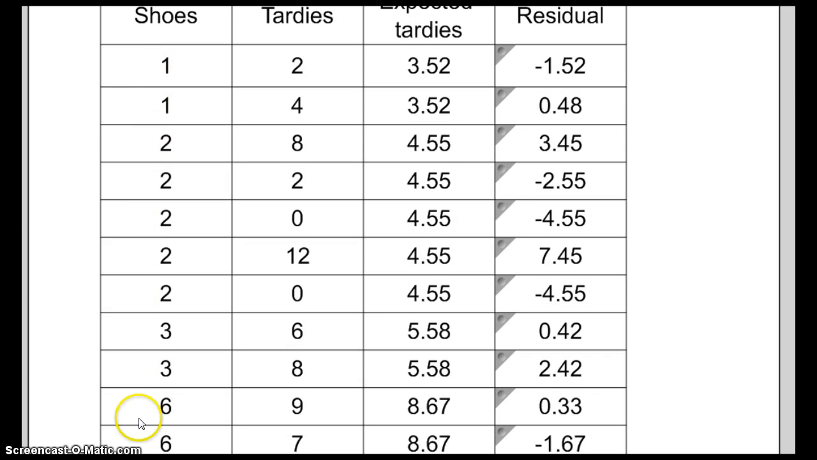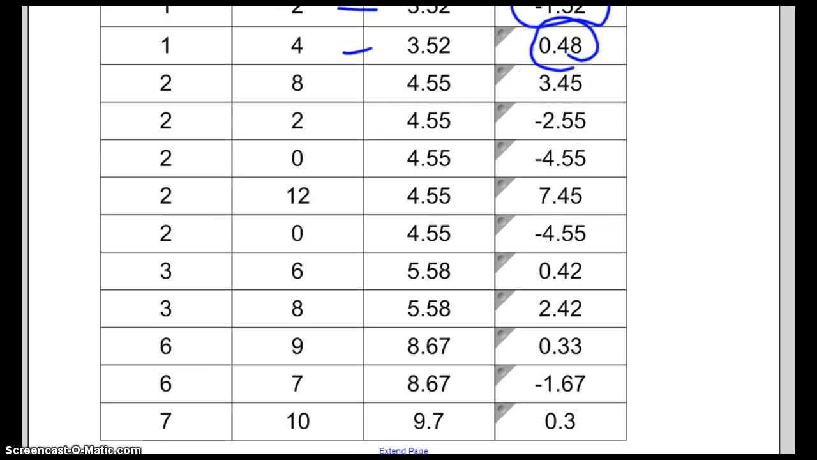So here's the number of shoes that we collected. Here's the number of tardies that we collected. And in this column right here, we plugged in the different x values to find out what the expected tardies would be. Then we took this first column, 2 minus 3.52, to get our residual, or how far our error was. We did the same thing here with 4 minus 3.52, and we did that all the way down. Now, if you add up all of those residuals, you're going to get a sum of 0.